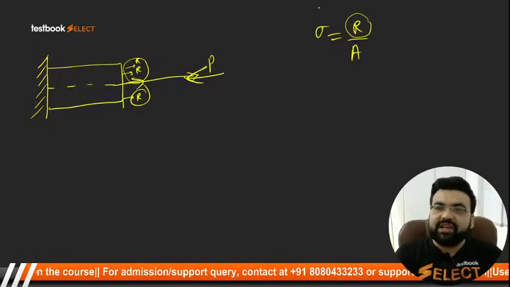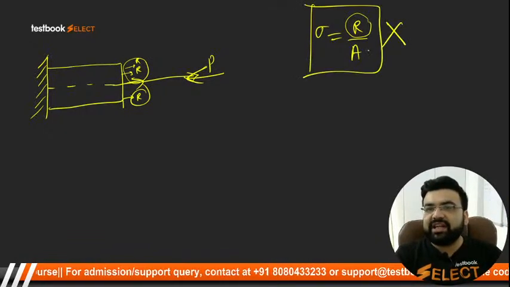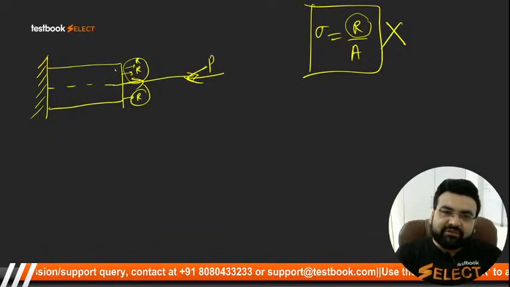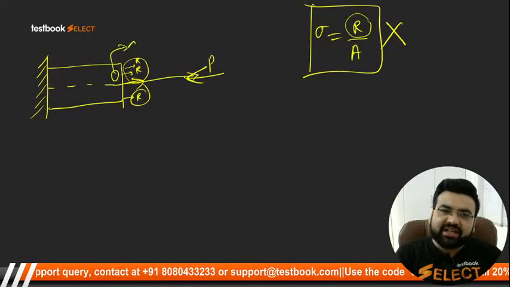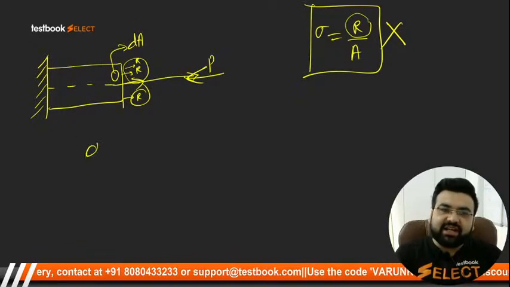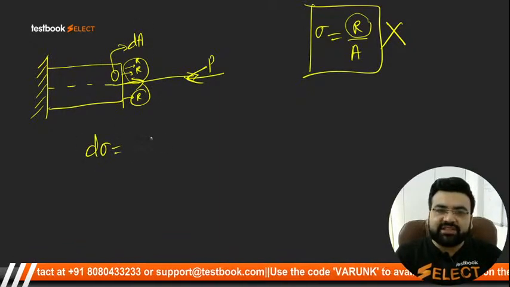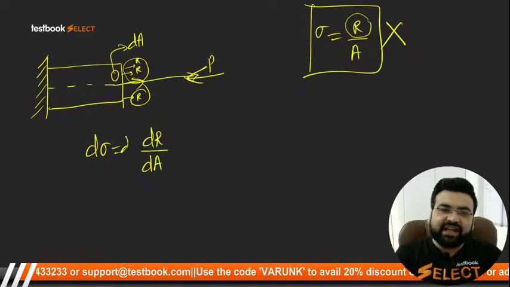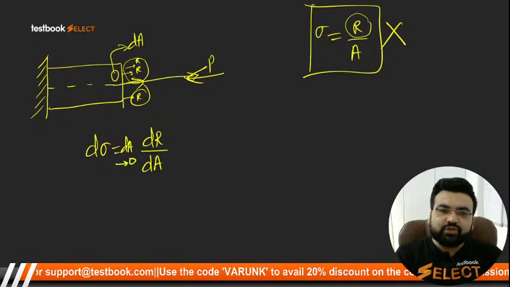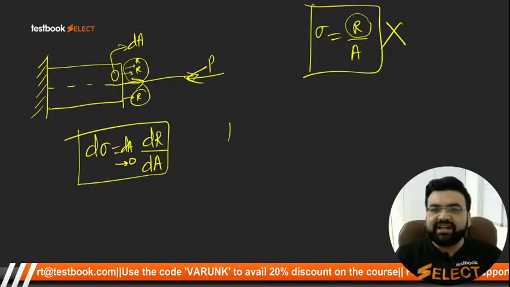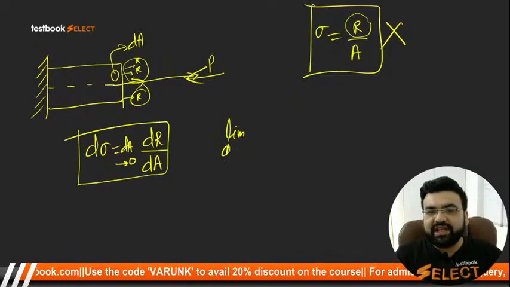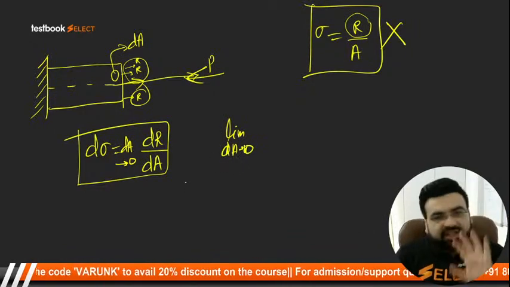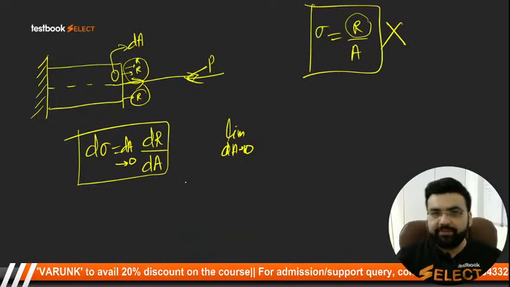It means that this stress definition is not completely correct. So what we do, students, is determine the stress for a very small area, that is dA, and we say that stress is nothing but dP upon dA, where the limit of dA tends to 0. It means for a very small area, this particular thing is completely valid.